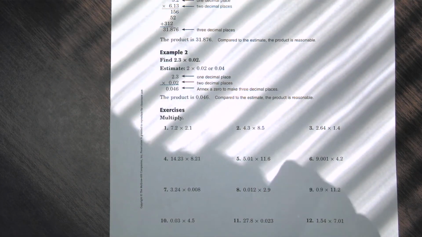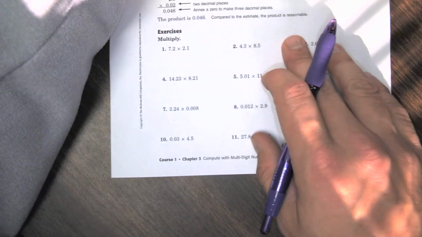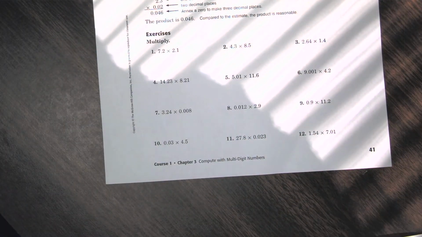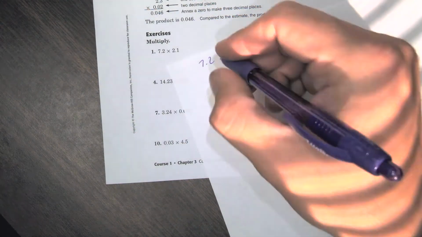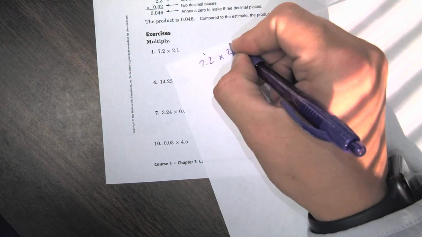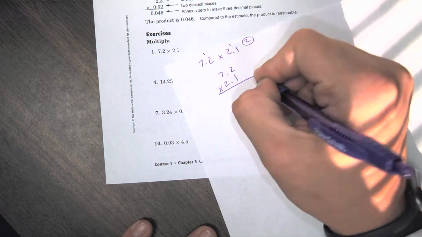All right, now that you're back, let's go through these. Number 1 was 7.2 times 2.1. Okay, so if I look before, I have 1 here, 1 there. So that means I got to move my decimal 2 times at the end. Okay, so 7.2 times 2.1.